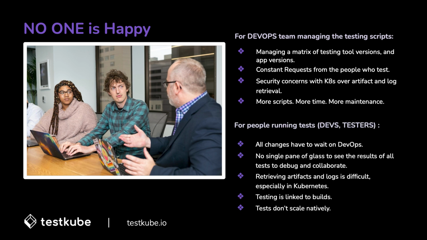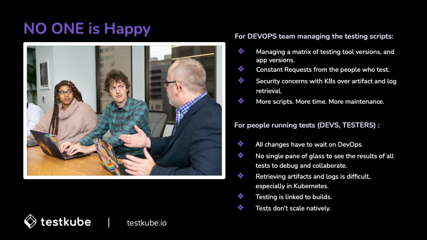For people who are running the tests, whether those are testers or developers, they've got to wait on changes from the DevOps team before they can make progress sometimes with their testing. There's no single pane of glass to see the results of all the tests to debug and collaborate, and retrieval of artifacts and logs is difficult, especially with Kubernetes.